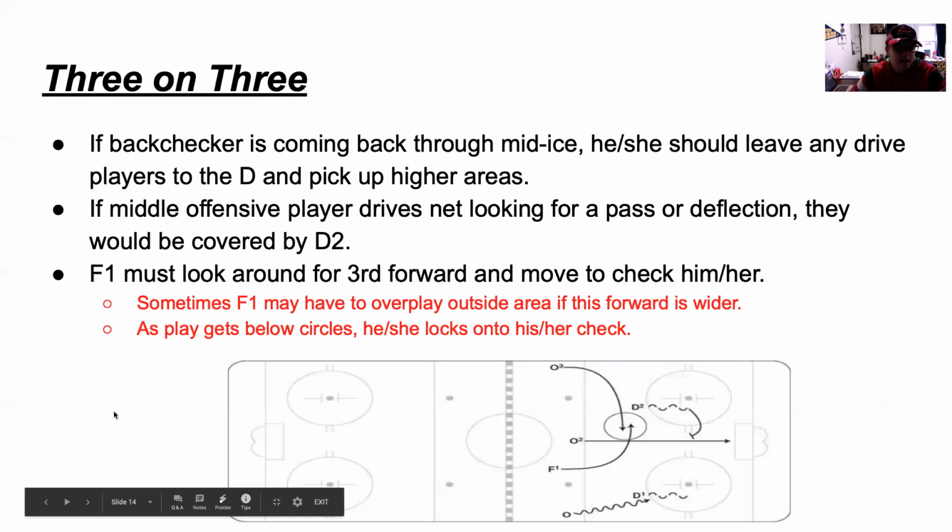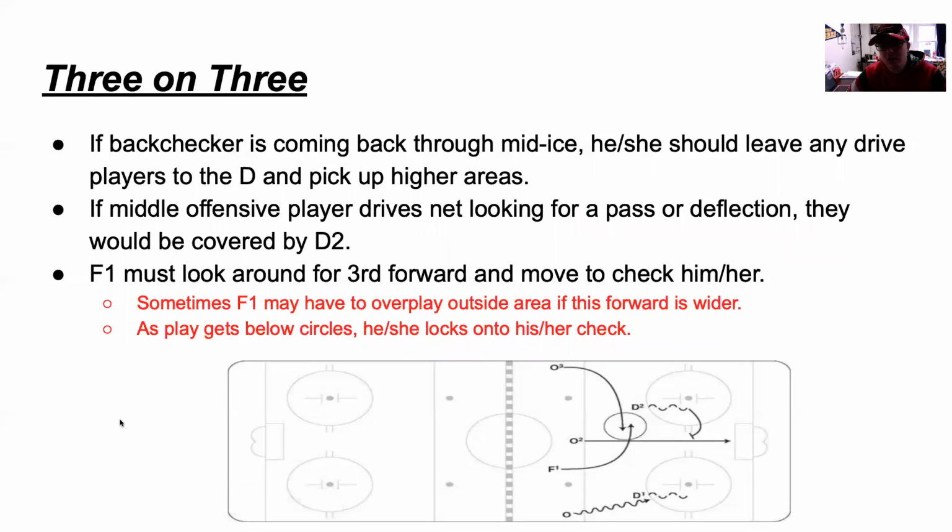Then we have another 3-on-3. So if the back checker is coming back through mid-ice, he or she should leave any drive players to the D and pick up higher areas. And if the middle offensive player drives to the net looking for a pass or deflection, they would be covered by D2. And F1 must look around for the third forward and move to check him or her.